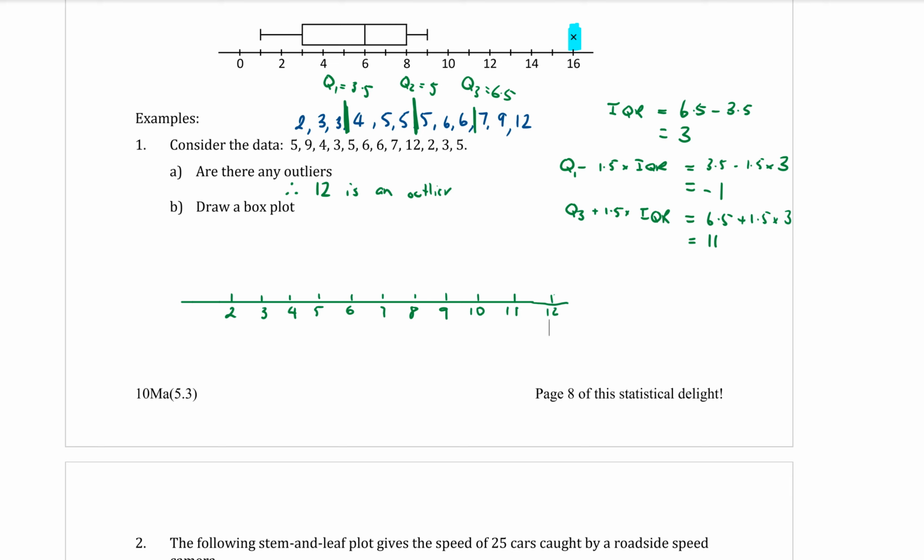Okay, so my 5-number summary. I'm going to have my lowest score, which was 2, so I put a line. My Q1 was 3.5, so between the 3 and the 4, put a line. My Q2 was 5, put a line. My Q3 was 6.5, put a line. By the way, make sure they're all above. We do put these sitting just slightly above the axes.